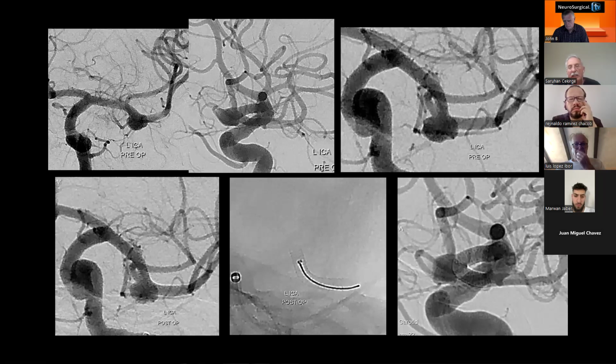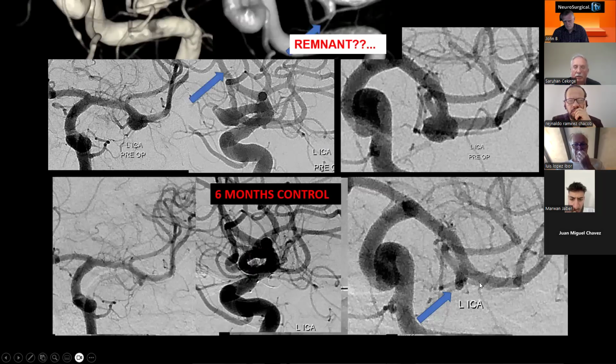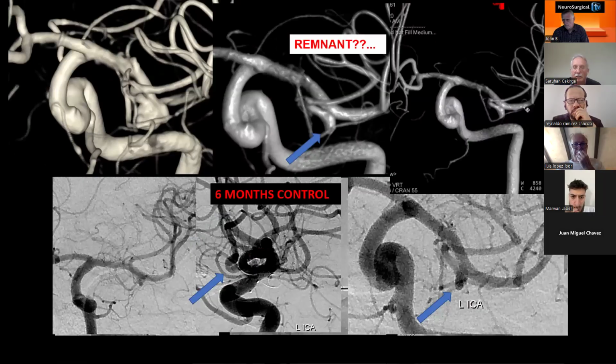And also, when we do the follow-up, we should not be doing only 2D DSA. Look at this aneurysm. Very simple treatment with the inferior trunk coming off, and 6 months follow-up. Oh, this is an aneurysm remnant, right? And look, okay, and how about this?